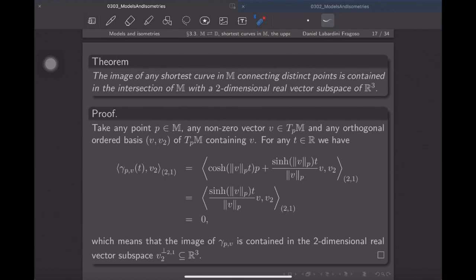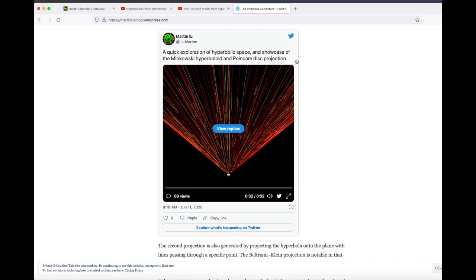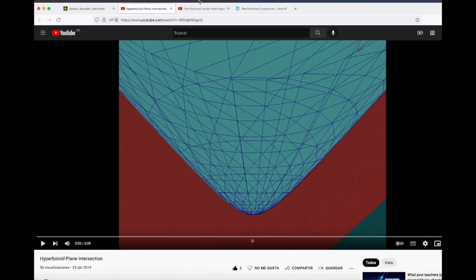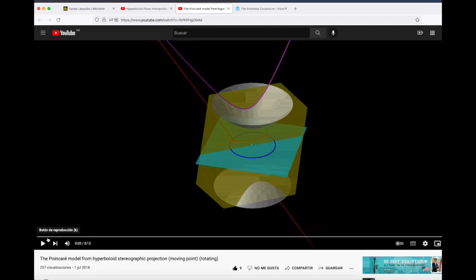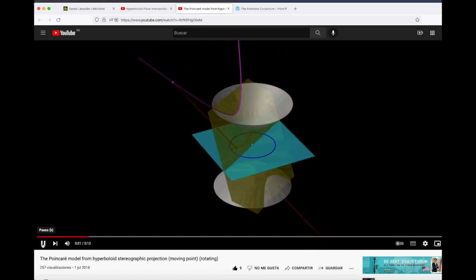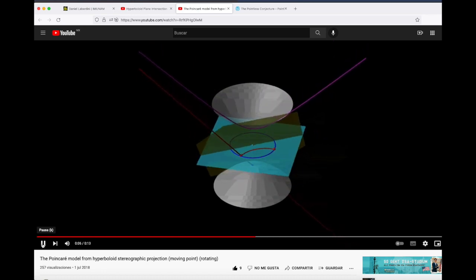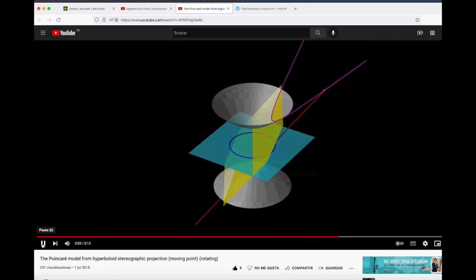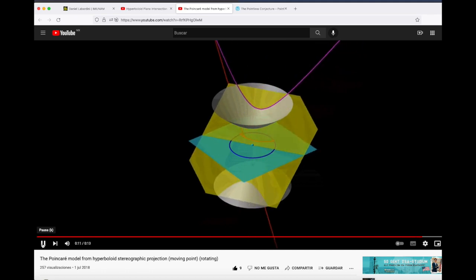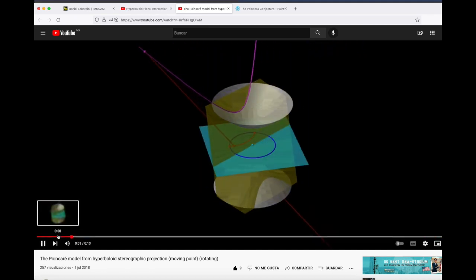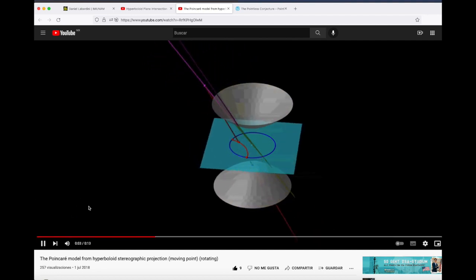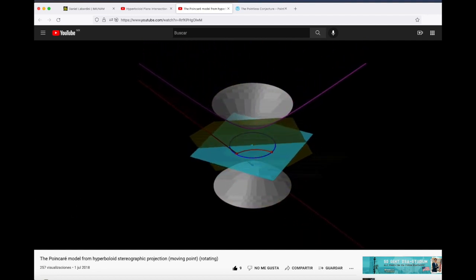So now I ran out of time, so I'm not going to go through the proof today, but let me show a couple of examples. Well, a couple of videos. And then you can see the point moving there. And what you can see there is this plane that I just mentioned through the origin. You also see the projection to the Poincaré disk.